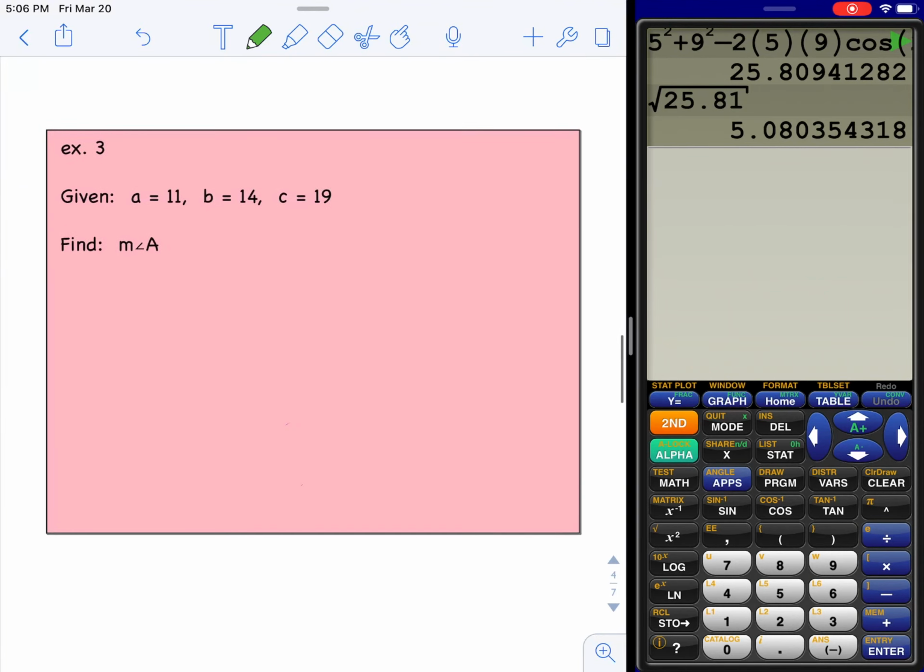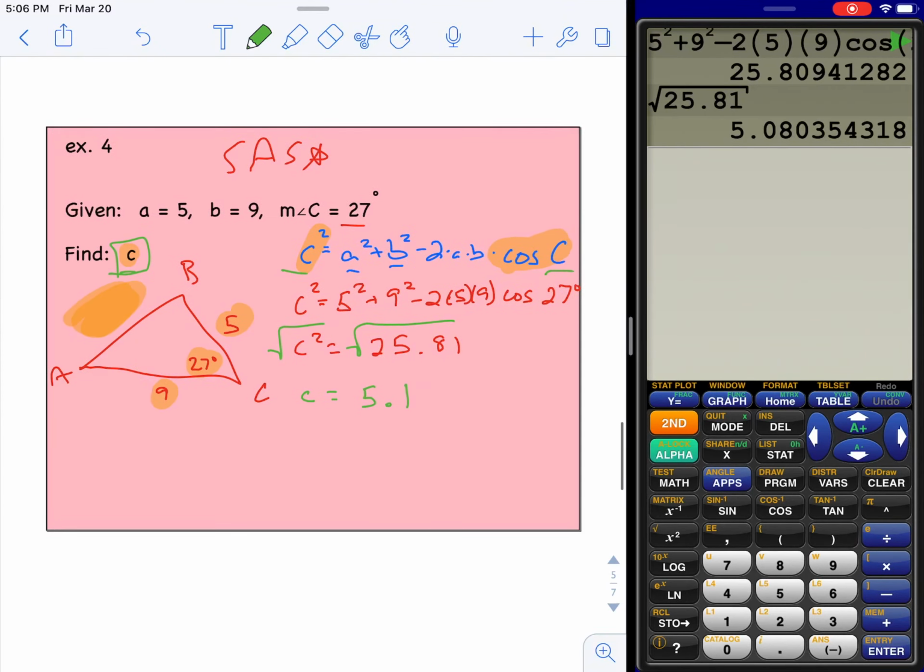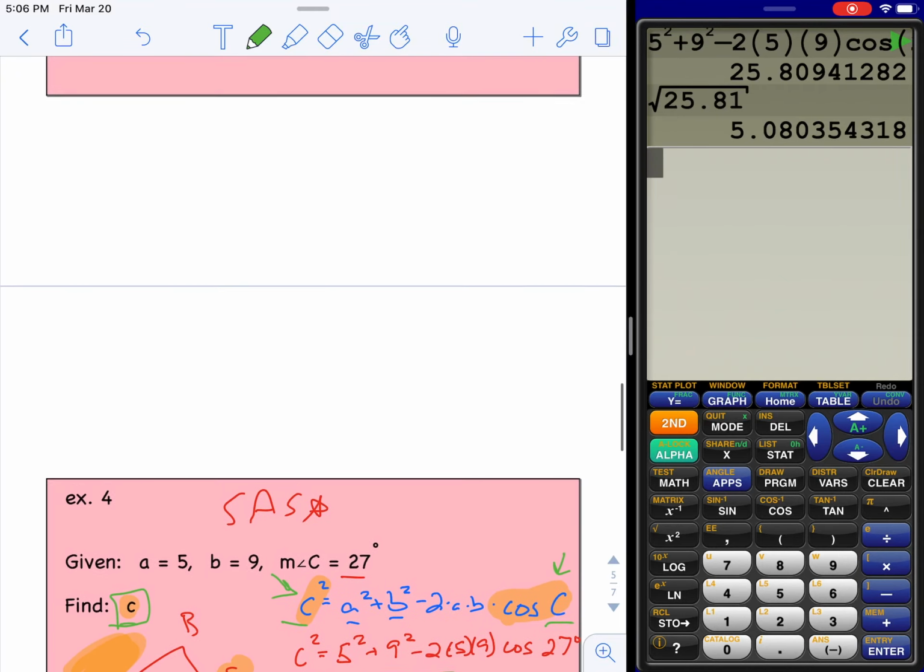All right, example 3 I'm going to have you do on your own. But note, this one will be solving for an angle. So if we look down here, you'll be missing this side. You'll have the actual side over there. So you will eventually need to use an inverse cosine to get your angle.